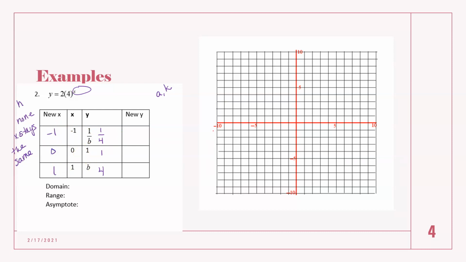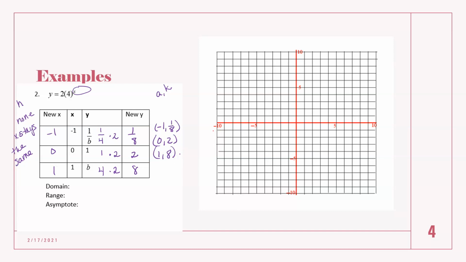But we do have an a, okay? It's multiplying, right? So we are going to multiply every y coordinate by 2. So 1/4 times 2 is 1/8. 1 times 2 is 2. 4 times 2 is 8. So our new points here are -1 and 1/8, 0 and 2, 1 and 8.